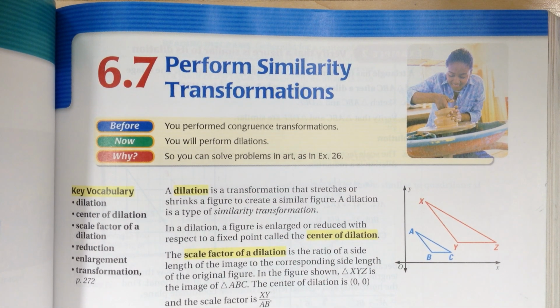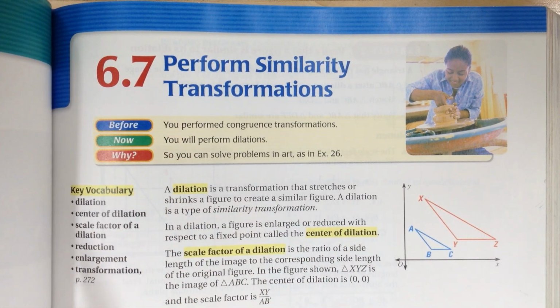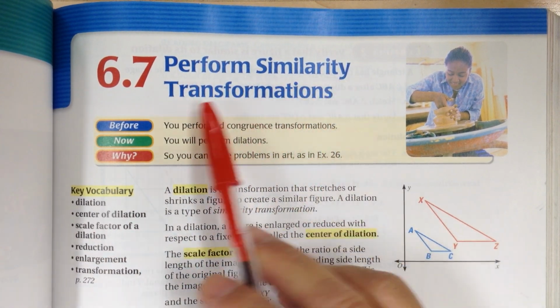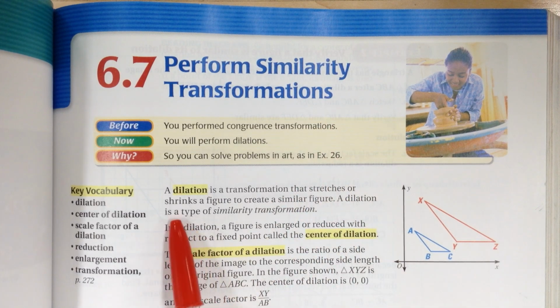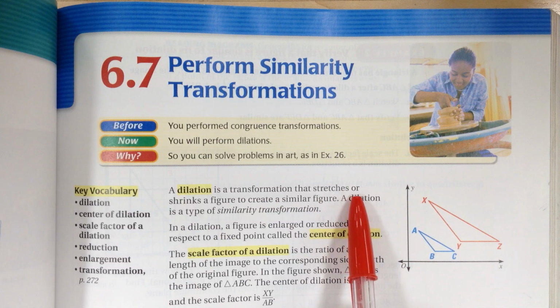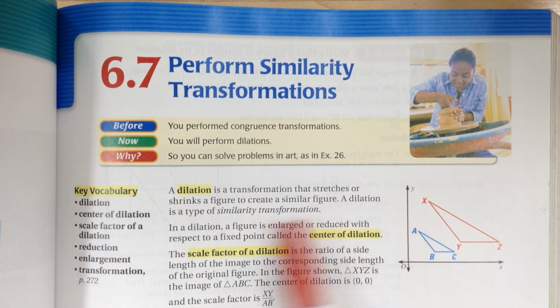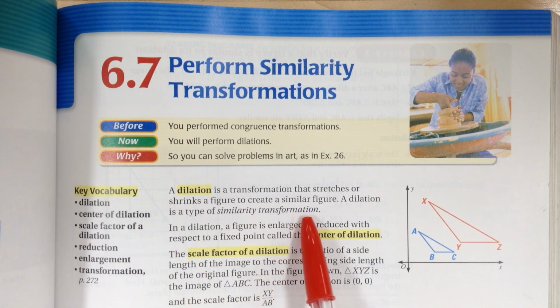Let's go to page 409, and this is lesson 6.7. This lesson is to perform similarity transformations. So a dilation is a transformation that stretches or shrinks a figure to create a similar figure. A dilation is a type of similarity transformation.